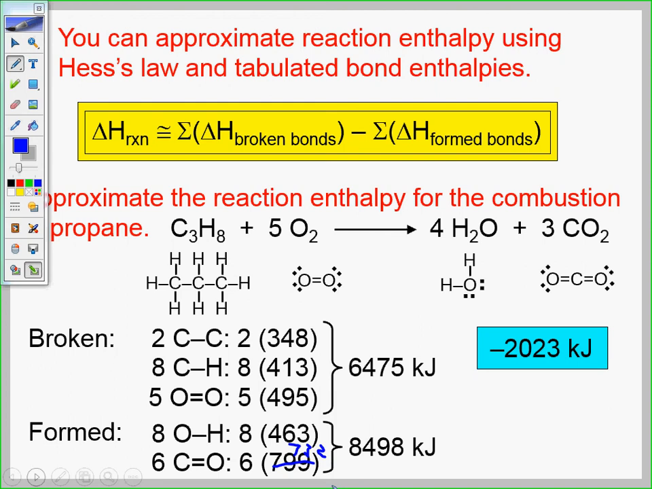Remember, what you're going to do is what minus what? This minus this. Don't get that wrong, please. It's the only time you do it backwards. Everything else we do, delta S, delta G, delta H, is always going to be products minus reactants. In bond enthalpy, it's going to be broken minus formed. It's easy. I just don't want you to mess it up.